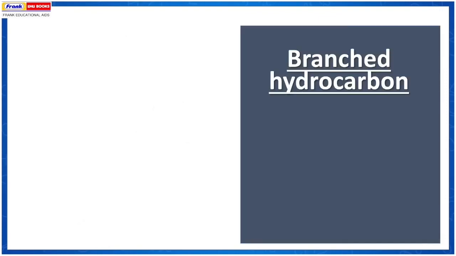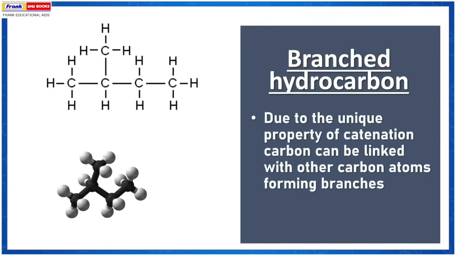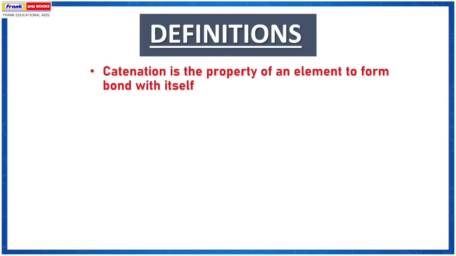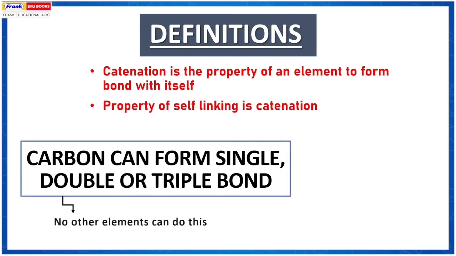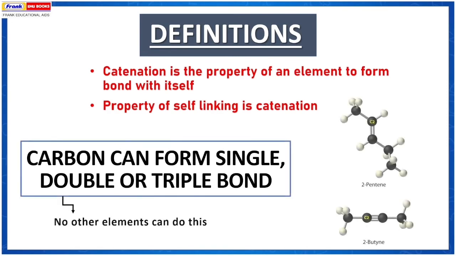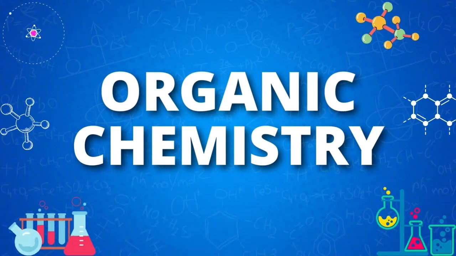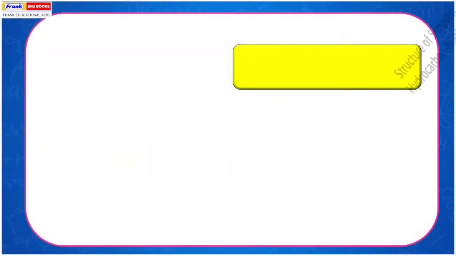Branched hydrocarbon: due to the unique property of catenation, carbon can be linked with other carbon atoms forming branches. Catenation is the property of an element to form bonds within itself. The property of self-linking is catenation. Carbon can form single, double or triple bonds. No other element can do this. The given diagram explains the structure of 2-pentene and 2-butyne, in which butane is linked to the carbon atom with a triple bond.